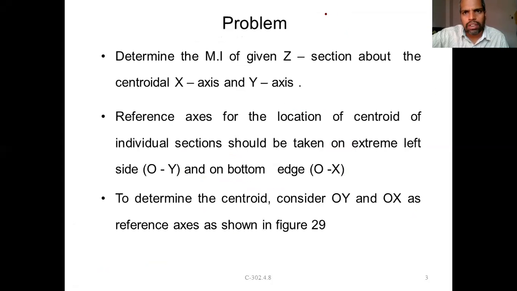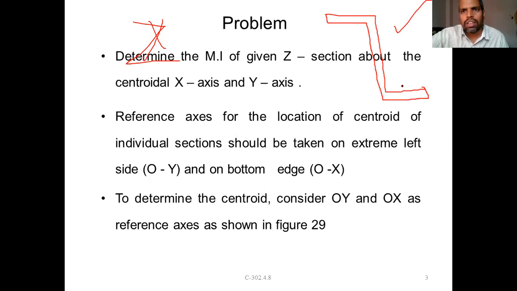So the Z section is like this. Of course, Z does not mean exactly a Z like this, it will be like this. A Z section means one member like this, another one like this, and another like this. This is nothing but a Z shape, right? So these are the reference axes. To calculate the moment of inertia, we have to locate the centroid.